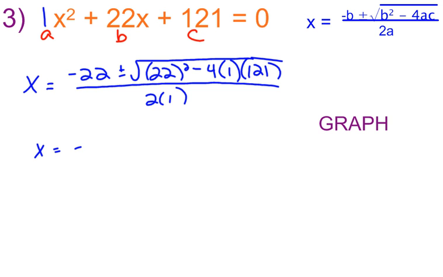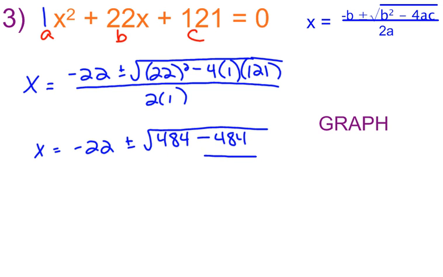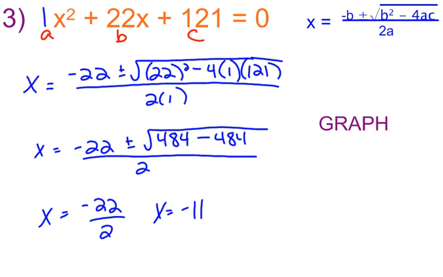As I continue to reduce this, I'd get negative 22 plus or minus the square root of 22 squared, which is 484. And then I have a negative 4 times 1 times 121. So it's going to be minus 484 over 2. Hopefully you're noticing that this is a little weird under my square root. I have 484 minus 484, which is 0. What's the square root of 0? 0. So I have plus or minus 0, which really is not going to make much of a difference. I don't have a positive or negative 0, so adding nothing isn't going to change the problem. So I would have x equals negative 22 over 2, or negative 11.